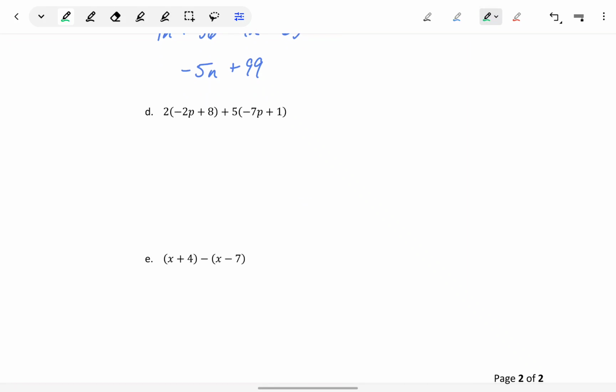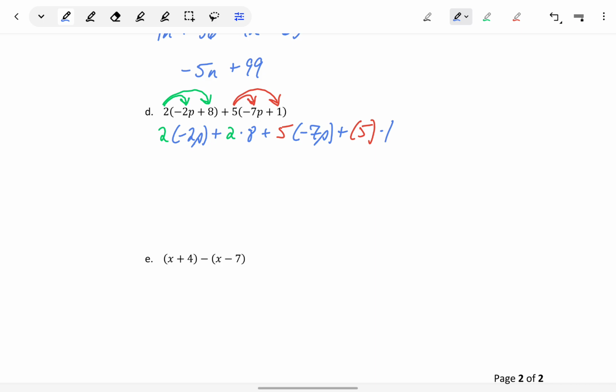In part D, we again have 2 distributive steps, but what's a little bit different is now these variable terms each have a coefficient. So when we distribute through, we'll have to multiply both 2 and 5 by that corresponding coefficient. Meaning we're going to take 2 times -2p plus 2 times 8 plus 5 times -7p plus 5 times 1.